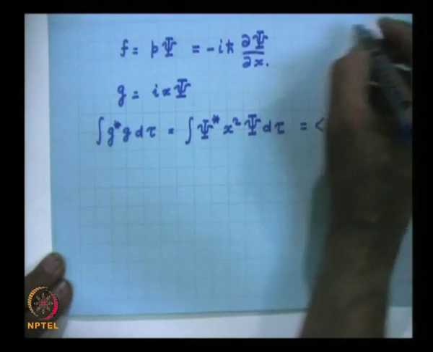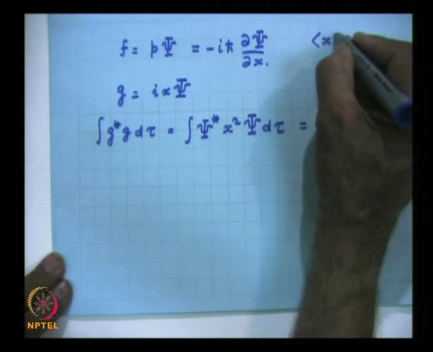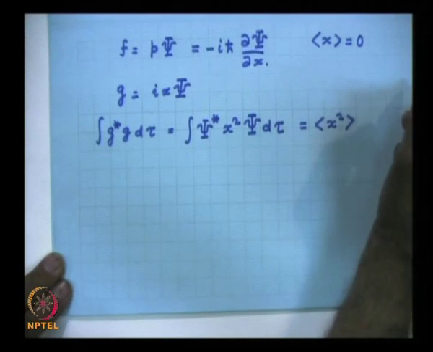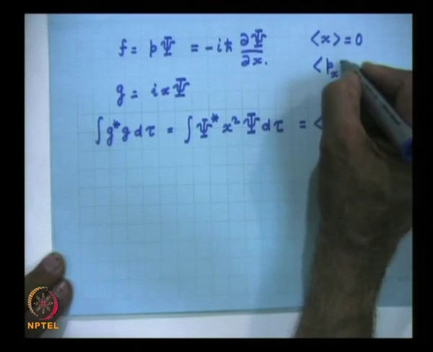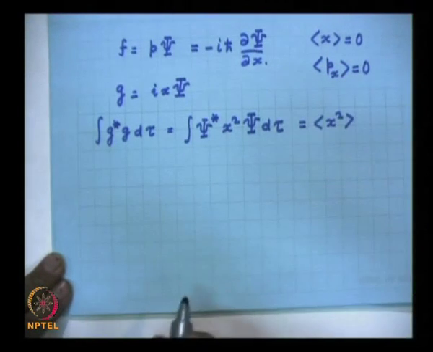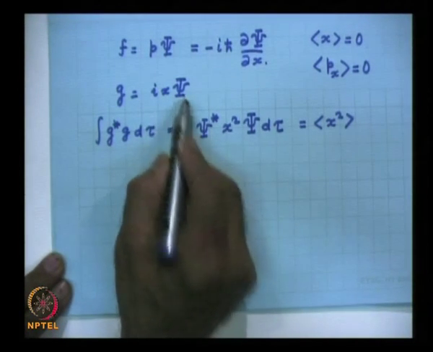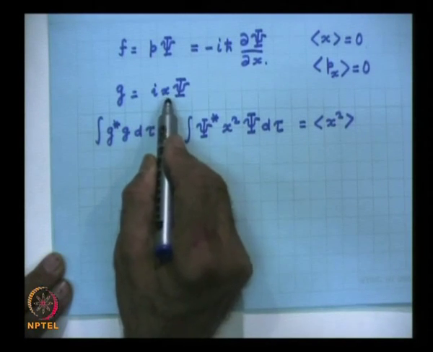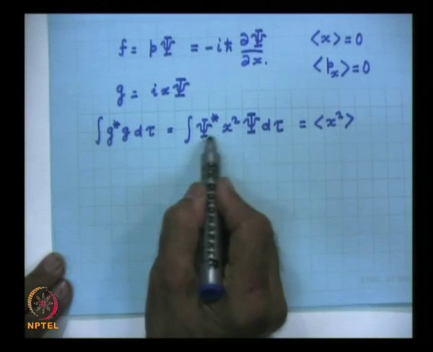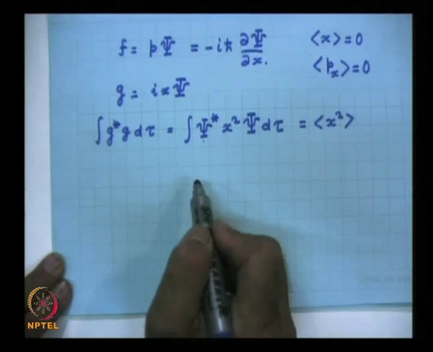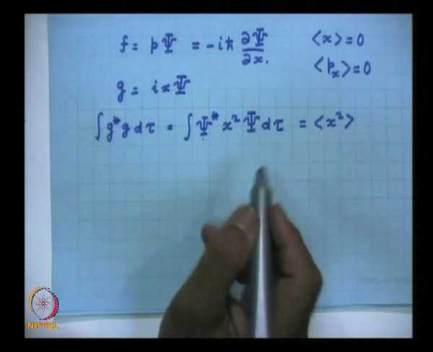We are considering the special case, although the more general case can be considered very easily, that the expectation value of x is 0. I can always choose the origin in such a way that the expectation value of x is 0. We further assume that the expectation value of p x is 0. So, g star g d tau is I x psi multiplied by minus I x psi star. So, I times minus I becomes 1. So, psi star x square psi d tau. So, this is the expectation value of x square.